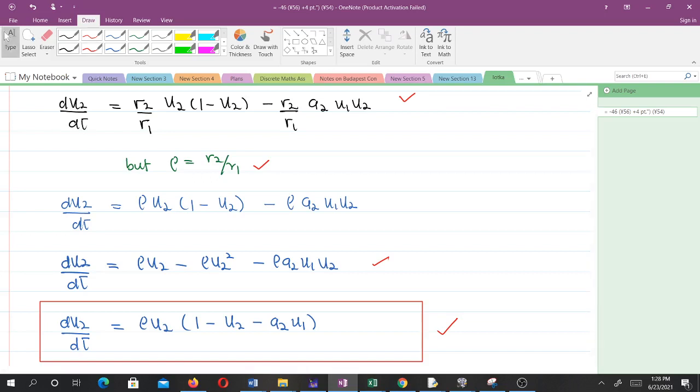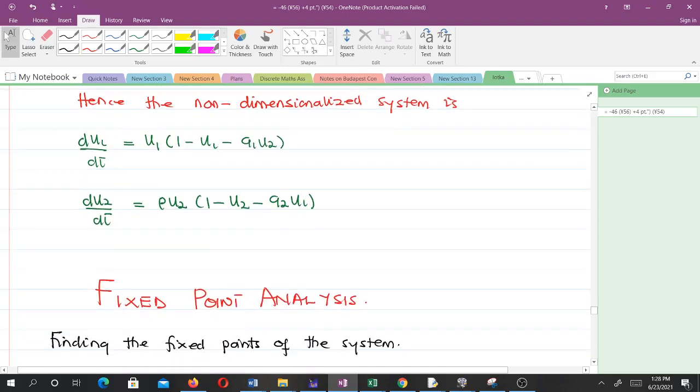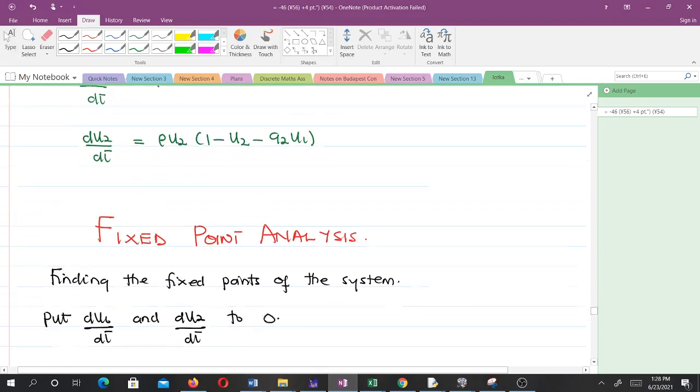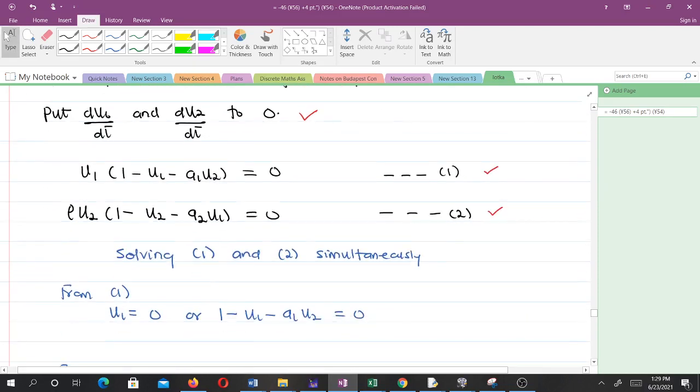So now that we have our non-dimensionalized system, then now we can decide to analyze the system, okay? So we are going to use a fixed point analysis. So we are going to look for fixed points and discuss their stability. So now let's find a fixed point of the system. To find a fixed point of the system, we put du1/dtau and du2/dtau to 0, right? So when we do that, we will get this, we are calling it equation 1, we get this, we are calling it equation 2.